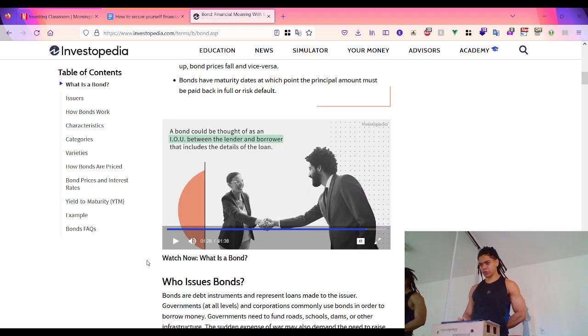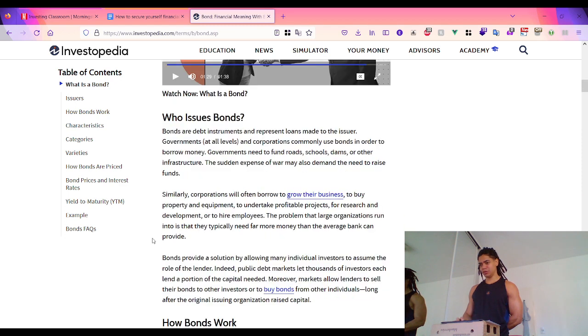So, in short, a bond is not... Okay, a bond could be thought of as an IOU between the lender and the borrower that includes the details of the loan. And there are several things here to know.